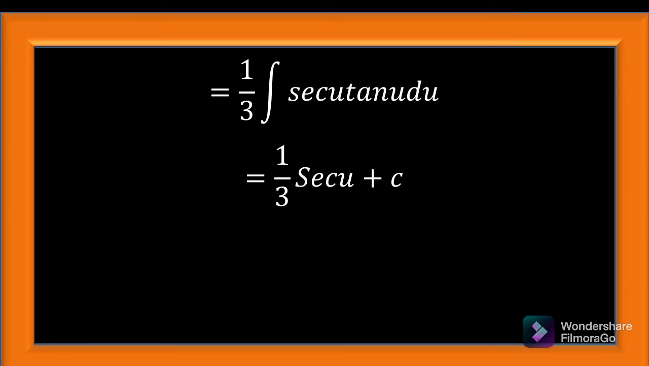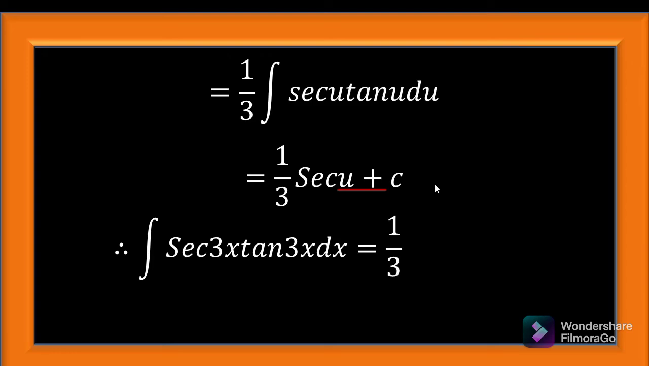Conclusion, we have to substitute for our u. Remember, our u at the beginning was 3x. So it means at the end of the day, we shall say the integral of sec 3x tan 3x with respect to x is a third sec of 3x, plus a constant of integration. So with that, we can also say that is the solution for that.